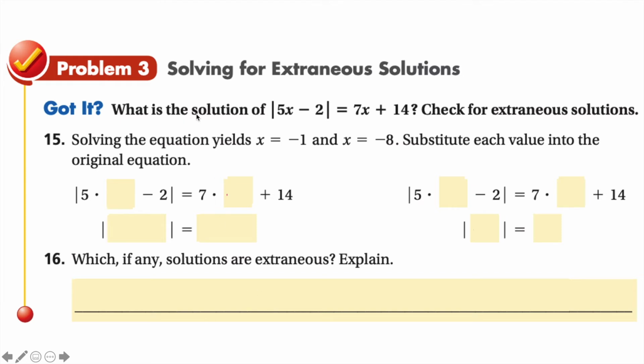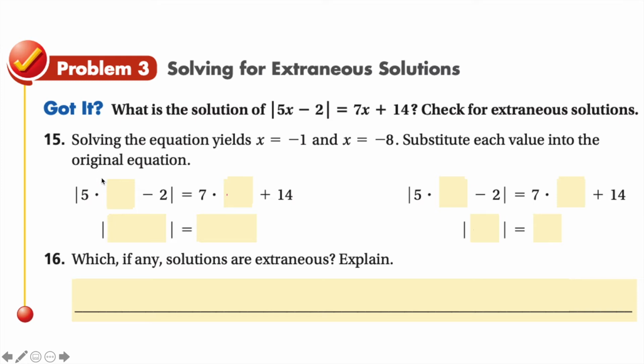What is the solution of the absolute value of 5x minus 2 equals 7x plus 14? Well, they're going to say check the extraneous solutions. We need to make sure that these solutions make sense. So they're going to say, hey, after solving the equation, we ended up finding that x equals negative 1 and x equals negative 8. So I'm going to make sure we substitute each value into the original equation just to make sure it makes sense. So I'm going to first start with that negative 8, because we're going to start with the lowest number.